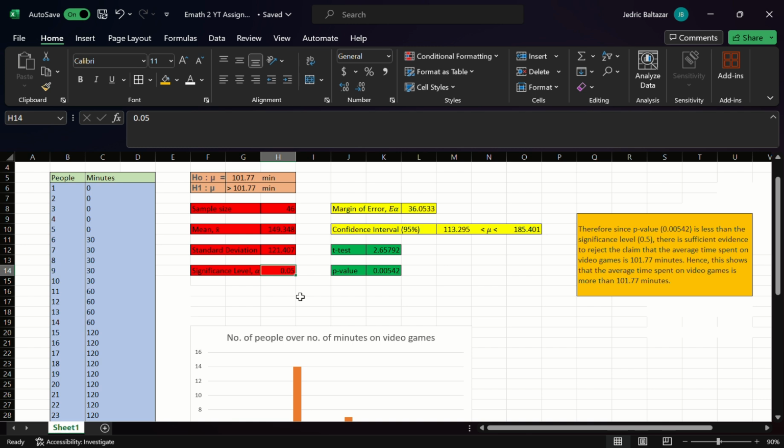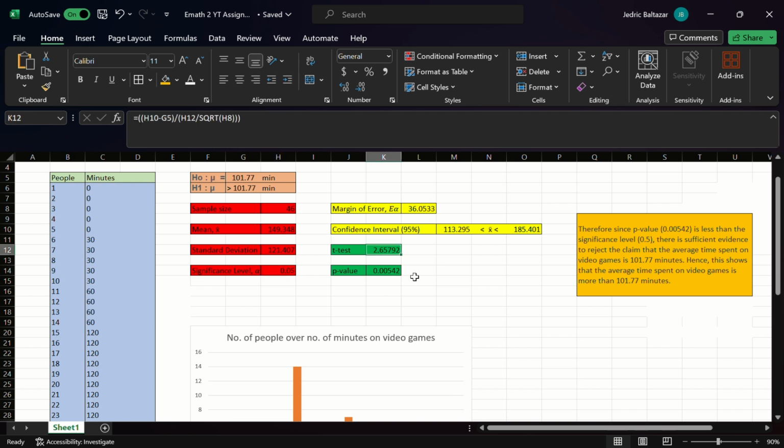If you don't know what significance level is, it basically is a way of measuring how willing we are to risk being wrong when we say something isn't true. So in this case, since the significance level is 0.05, it means there's a 5% chance that we're making an error by rejecting the null hypothesis.